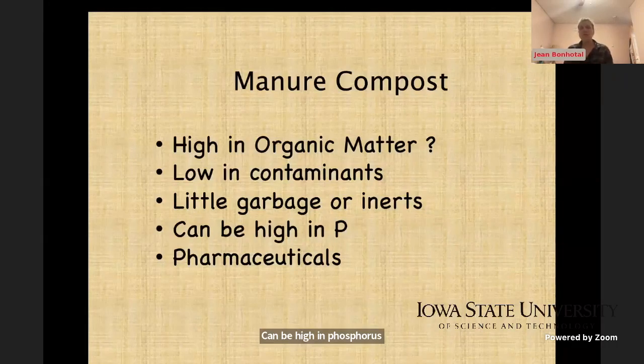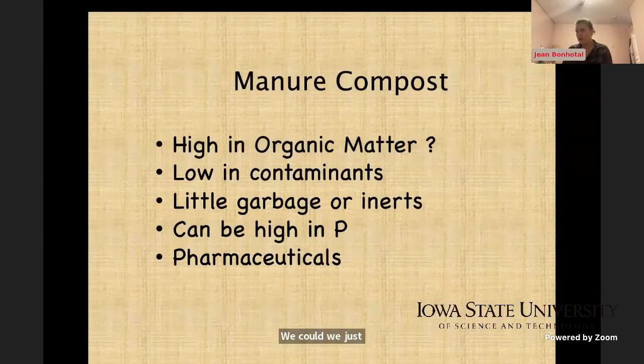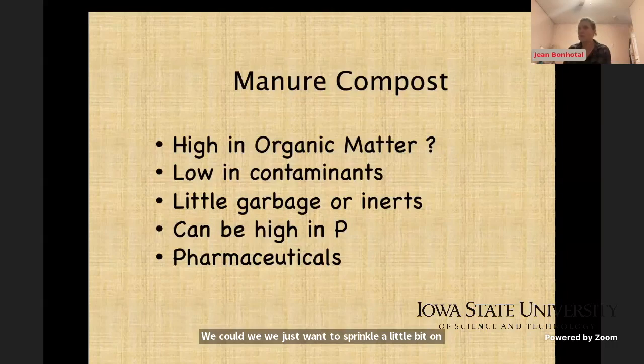That definitely can be a problem, especially with poultry manure in particular. That can be quite high in phosphorus. We really want to make sure that that is composted and then applied, or a lot of our chicken manure is actually used straight up on vegetables, but it's used more like a fertilizer instead of a compost. We just want to sprinkle a little bit on when we're putting on raw manure, raw poultry manure in particular.